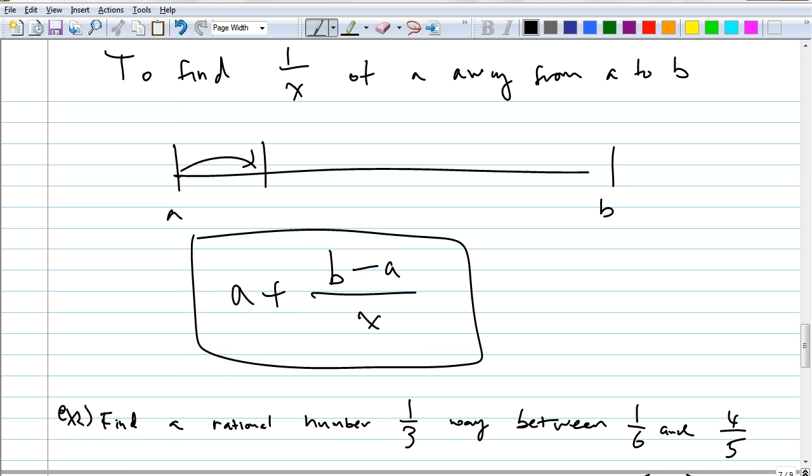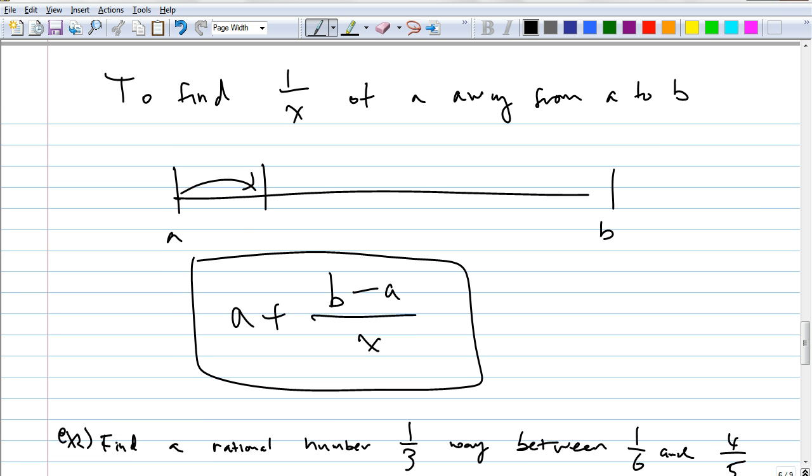So now, do you think we could do this one? If I want to find the rational number 1/3 of the way from 1/6 to 4/5, could you all figure this out, knowing this formula? Okay, go ahead, everybody try that. Who thinks they have the answer? Brian, what'd you get? 17 over 45. Did anybody get a different answer? What'd you get? 31 over 15. What'd you get? 49 over 90. Okay. 29 over 30. What'd you get? 4 over 15.